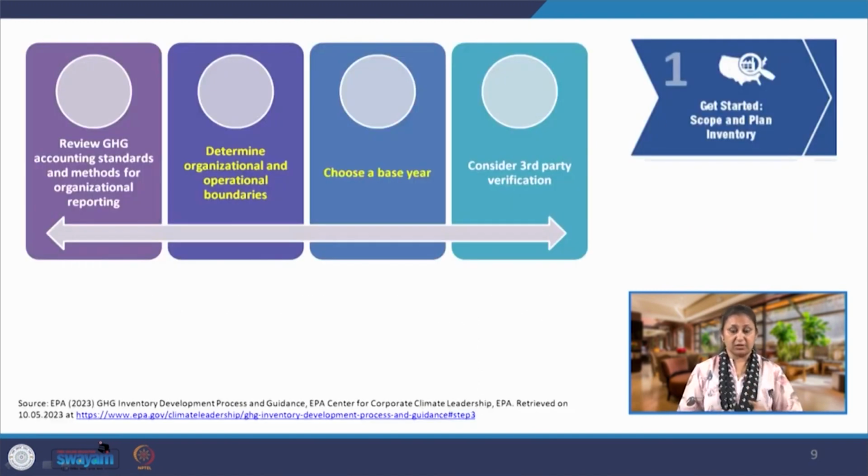So, we are talking about where to act first. The first thing is to identify the scope and plan the inventory. Here we are determining and defining the organizational and operational boundaries, which is the most important thing, and after that we choose a baseline year, which we had discussed earlier also, and we also have to consider the third party verification and validation for this inventory.